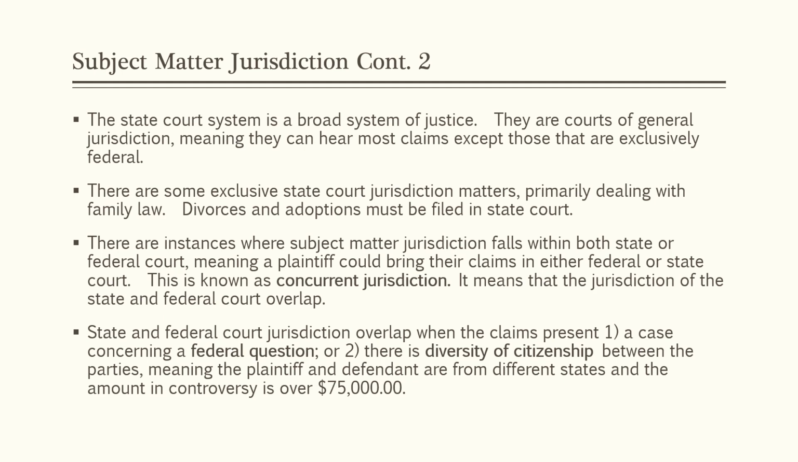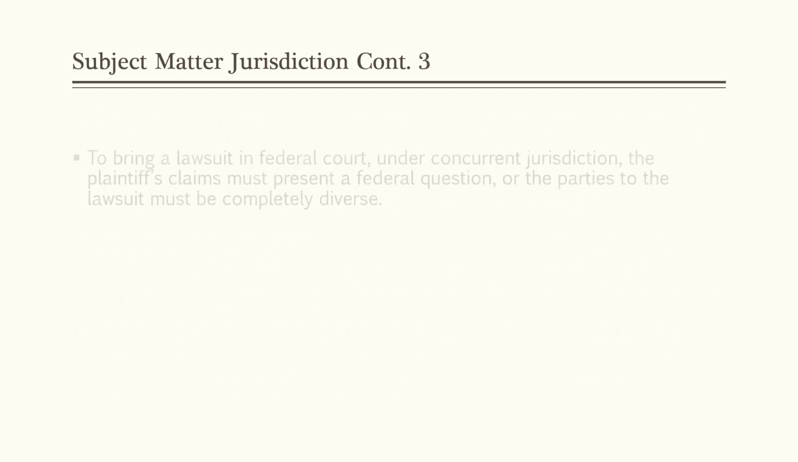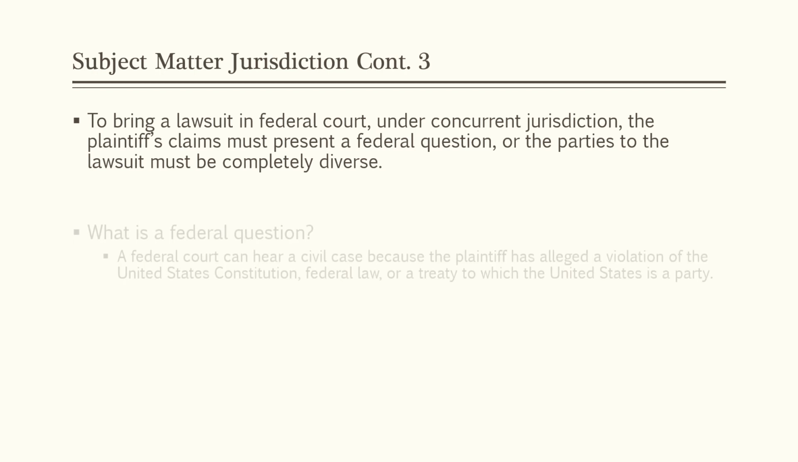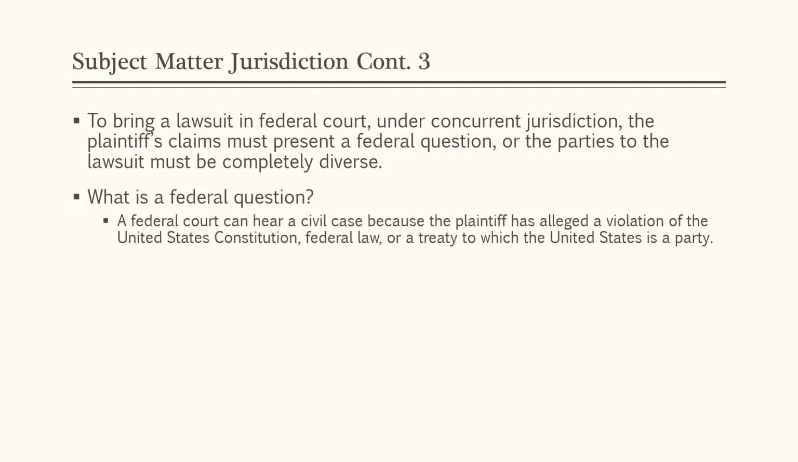State and federal court jurisdiction overlap when the claims present 1, a case concerning a federal question, or 2, there is diversity of citizenship between the parties, meaning the plaintiff and the defendant are from different states and the amount in controversy is over $75,000. To bring a lawsuit in federal court under concurrent jurisdiction, the plaintiff's claims must present either a federal question or the parties to the lawsuit must be completely diverse. But what does that mean? What is a federal question?